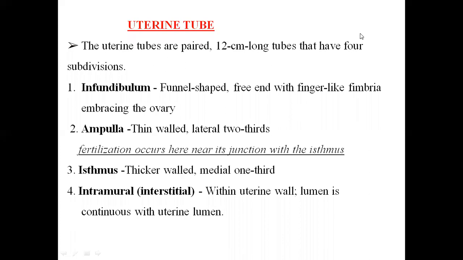Now coming to the histology of uterine tube. Uterine tube is also known as fallopian tube or oviduct. They are paired 12 centimeter long tubes. The uterine tube has got four parts.